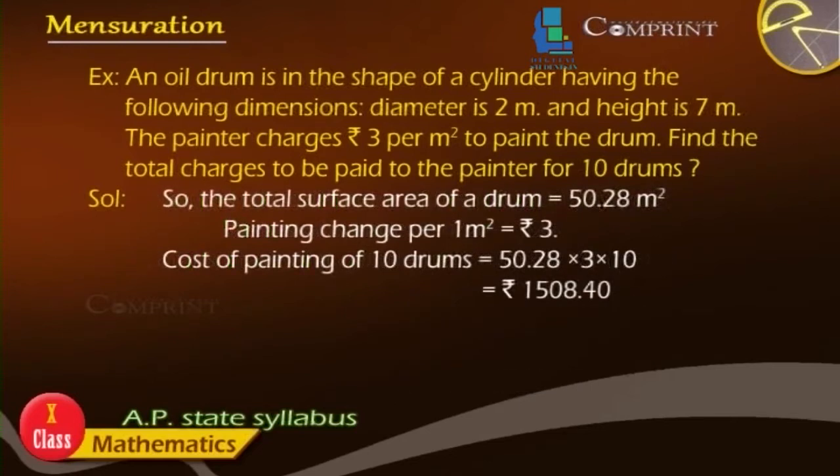So, the total surface area of a drum is equal to 50.28 meter square. Painting charge per 1 meter square is equal to 3 rupees. Cost of painting of 10 drums is equal to 50.28 into 3 into 10 is equal to 1508 rupees 40 paisa.